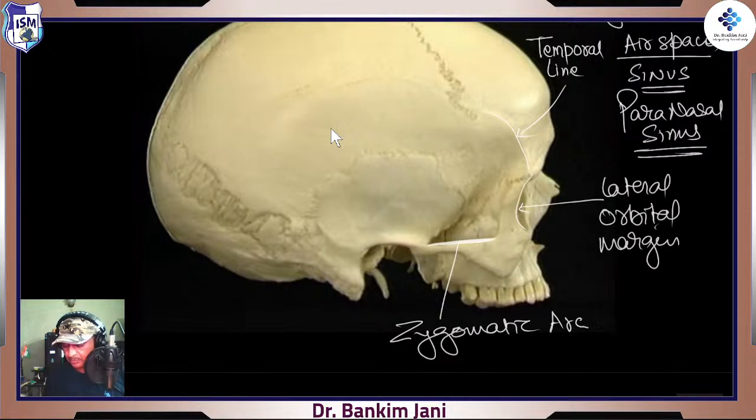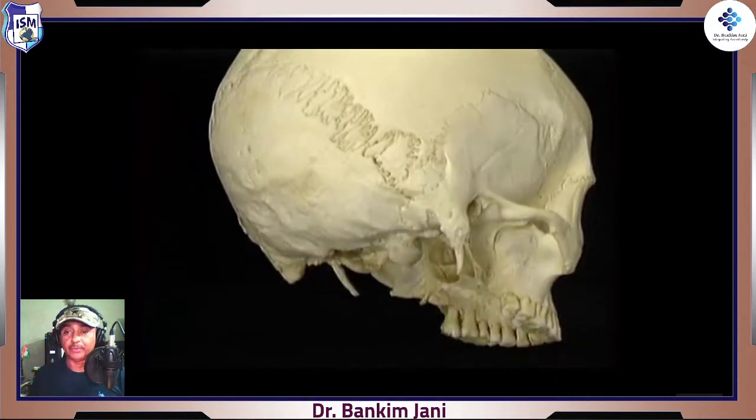So what have we really tried to create? We have tried to create that space, right? This space, this is the temporal fossa. That space is the temporal fossa. It means the space which is above the zygomatic arch. So that is the temporal fossa.